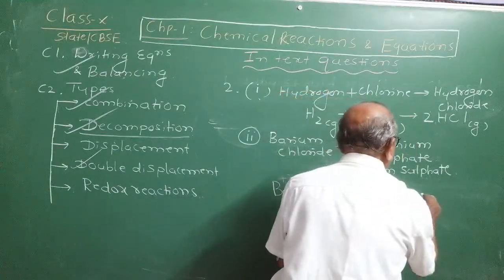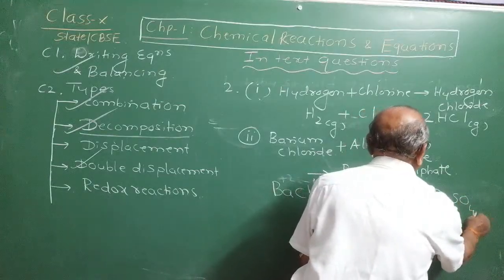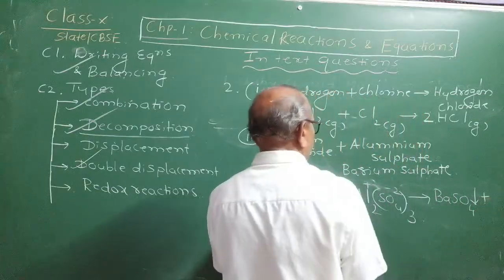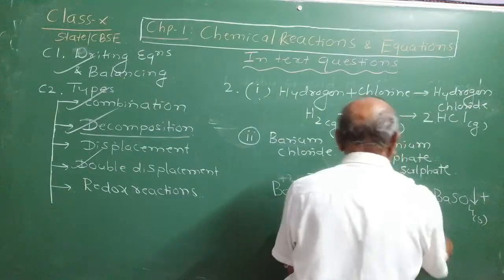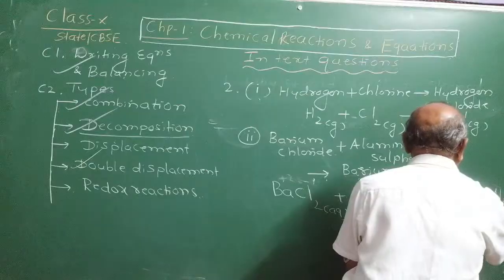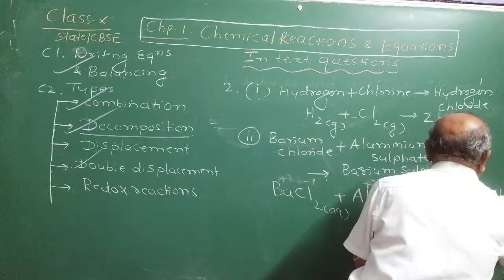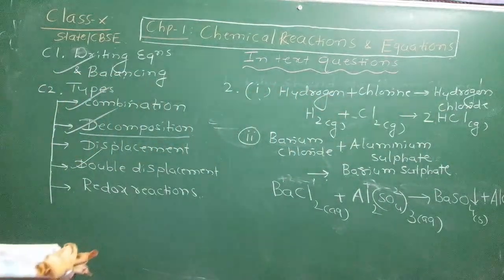Barium sulfate, check the formula: BaSO4. Check whether the formula written is correct, with the arrow mark downwards. It is a solid. This is aqueous solution. Plus aluminum chloride. Aluminum chloride will have the formula AlCl3, aqueous solution. Check your equation. Is it matching with me?